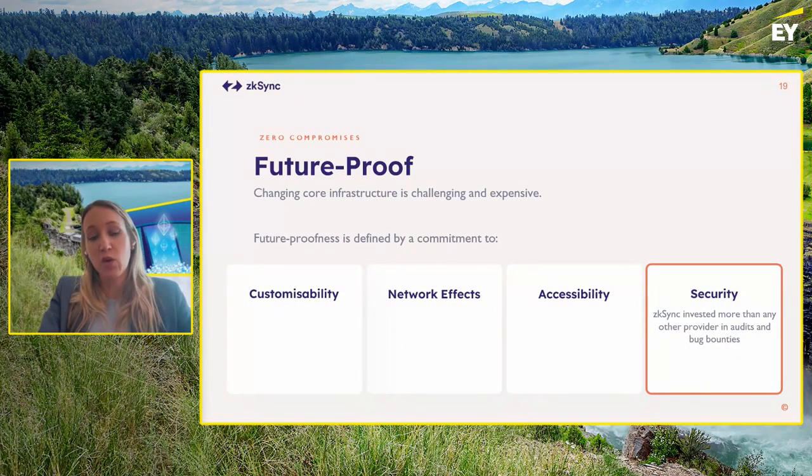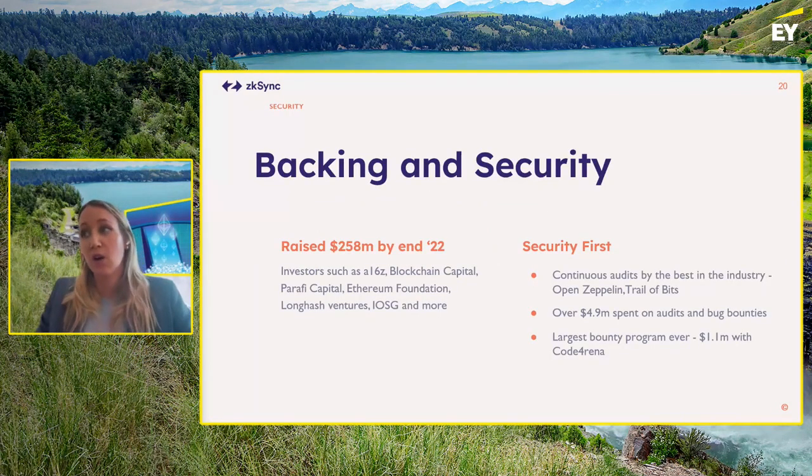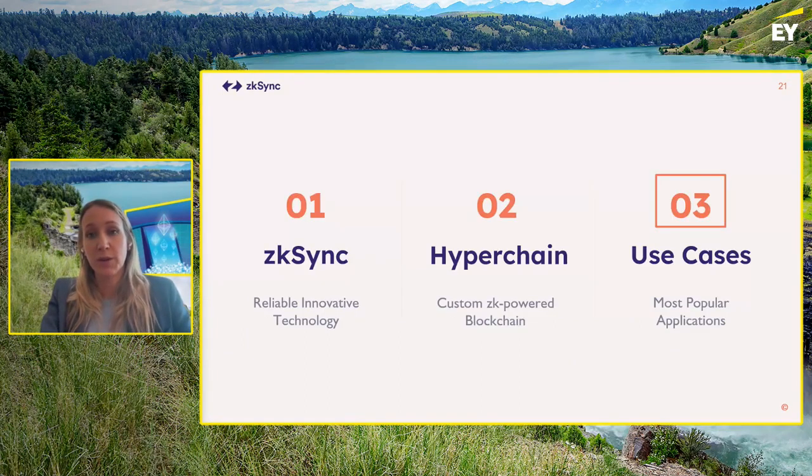Last one is security. We always put security first, so I wanted to mention it once more. We raised over 250 million by the end of 22, when we still spent almost 5 million on audits and bug bounties. So why that is important is any enterprise using our tech knows that this has been severely audited. We put also the largest bug bounty program out there ever, which was over 1 million on Code4rena, and we haven't had any issues.